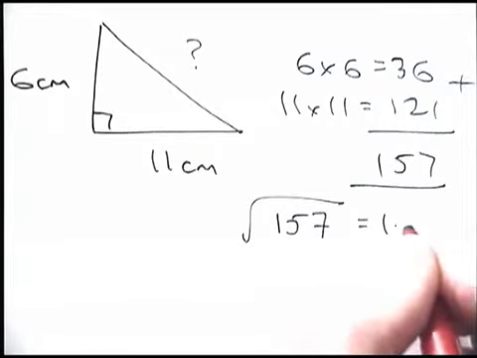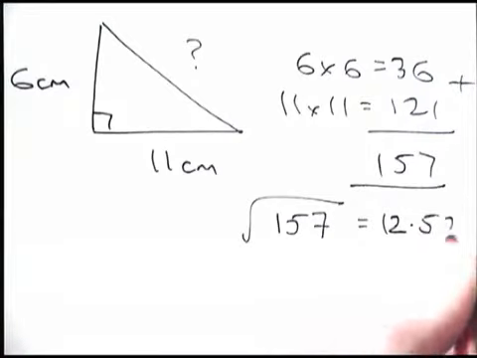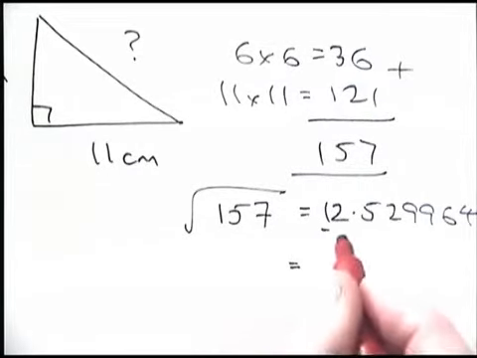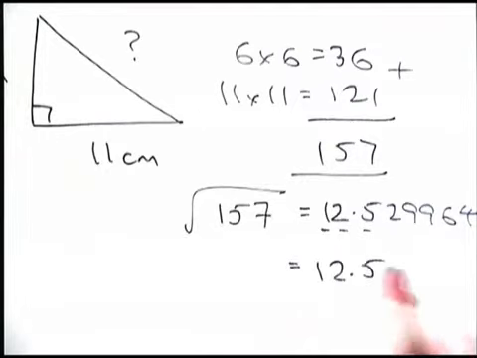My calculator's given me 12.52996409. I don't need to write all of that down in the exam. If you do it to 3 significant figures, 1, 2, 3, 12.5 centimetres. That's fine for the answer for that question.